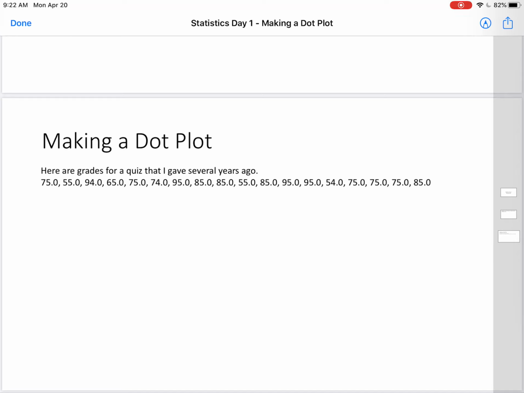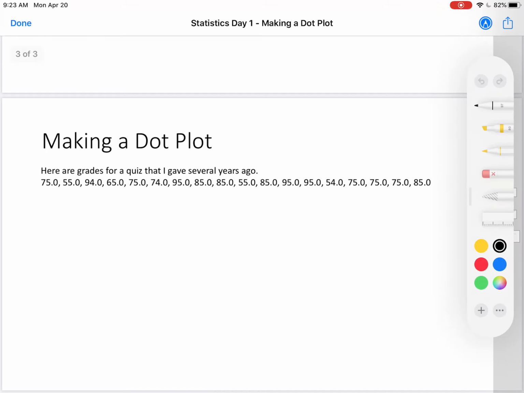For me to be able to do that sort of thing, I have to organize the data. And the way that I'm choosing to organize it is in a dot plot. So let's get to it. First thing you need to do is identify the biggest number, the highest value, and the lowest value. The highest value is called the maximum, and the lowest value is called the minimum. Look through these numbers. Which one has the highest value?